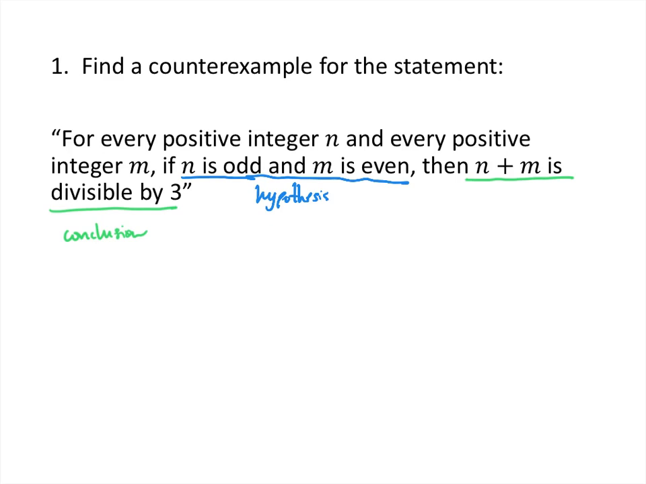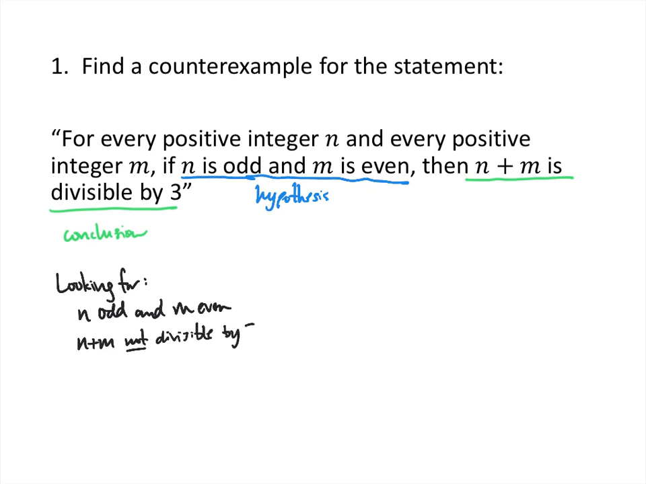And what we know is that an if-then statement is only false when the hypothesis is true and the conclusion is false. So if we're looking for a counterexample, what we're looking for is a value of m and a value of n where the hypothesis is true and the conclusion is false. If we can find that, then we have found a counterexample. So we're looking for n being odd and m being even. That's the hypothesis being true. And we're also looking for n plus m not divisible by 3. That's the conclusion being false.